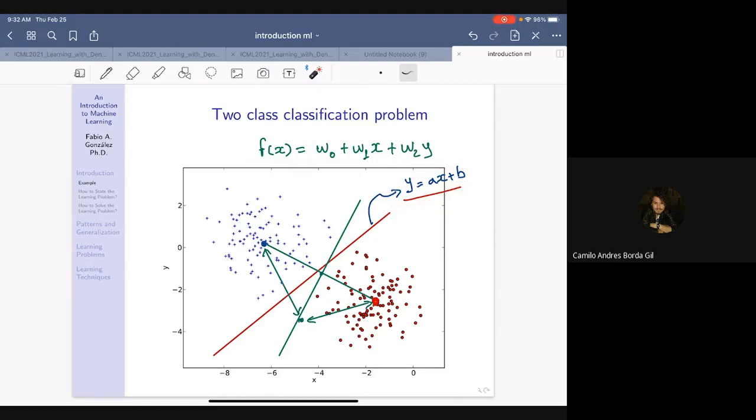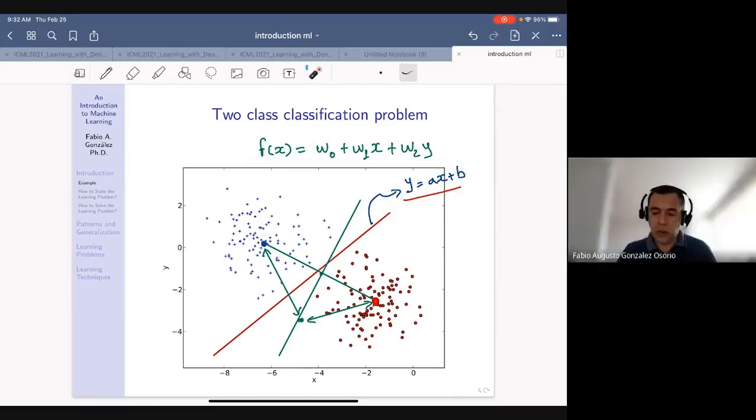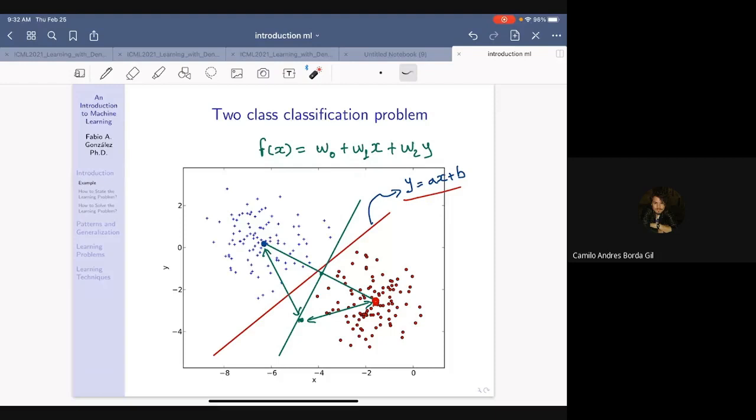If it's a generalized linear model, after this model you need an activation function.